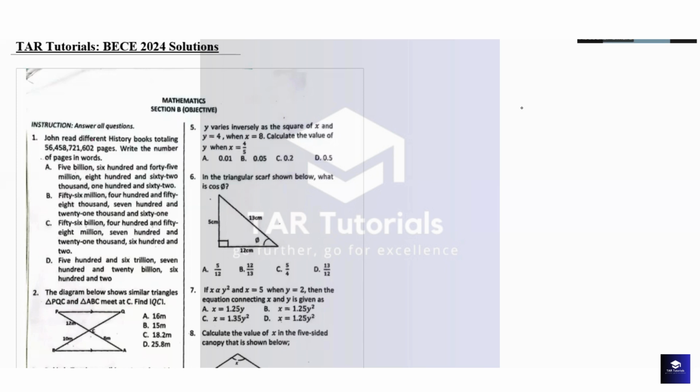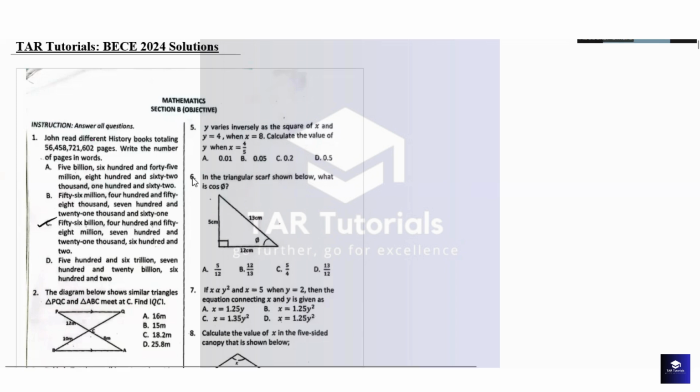Starting with objective, we have question 1 which says, generate different history books, totaling 56,458,721,602 pages. Write the number of pages in words. This is quite simple. So we have history, 56 billion, 158,721,602, which happens to be option C, and that is it.